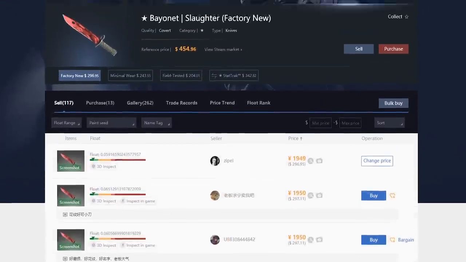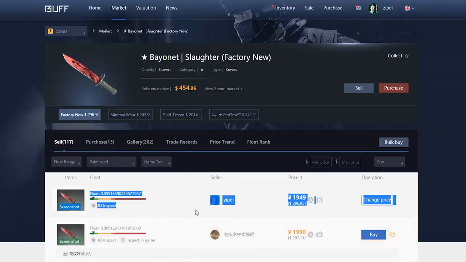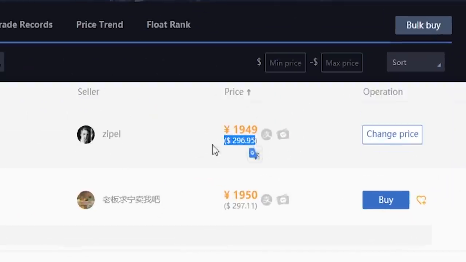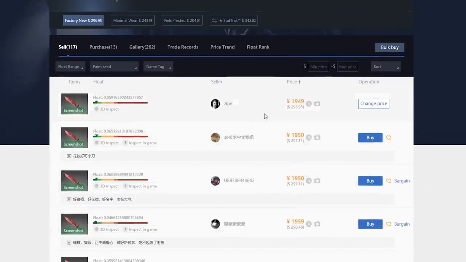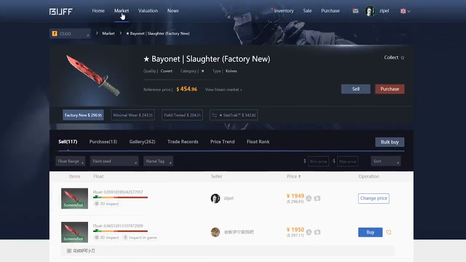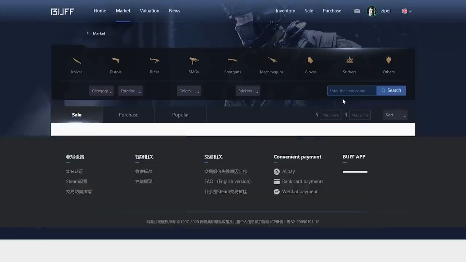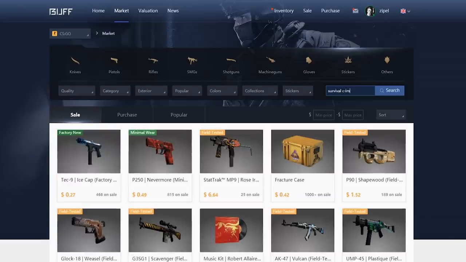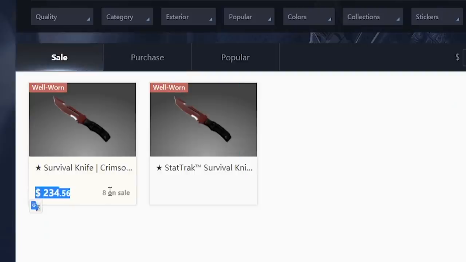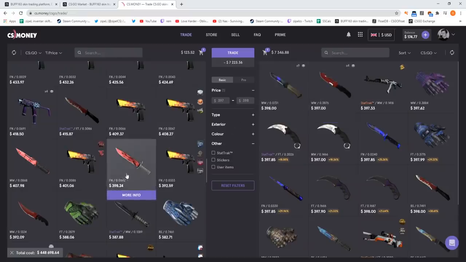You can see my Bayonet Slaughter here is $296. It's cheapest listed. It should sell within a short while. Obviously, it's only one RMB cheaper than this one. So, you know, I could lower this a few dollars more and it would sell faster. But then this Survival Knife, let's have a look at what that costs on Buff. $234. So this trade will lose me $50 on CS Money.